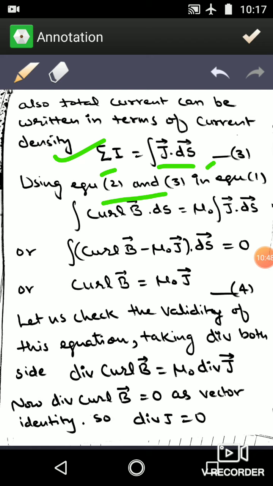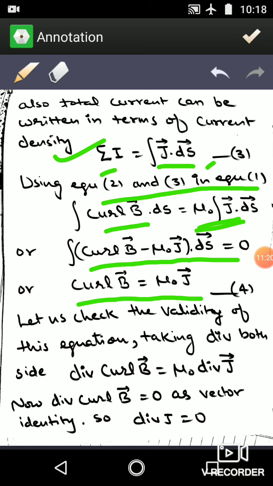Using equation 2 and 3 in equation 1, what we get? We get integration of curl B dot ds is equivalent to mu naught integration of J dot ds. Okay. If I transfer this quantity to the left hand side, what we get? Integration of curl B minus mu naught J dot ds is equivalent to 0. ds cannot be 0 and the dot product cannot be 0 always. Therefore, curl B should be mu naught into J. Okay.